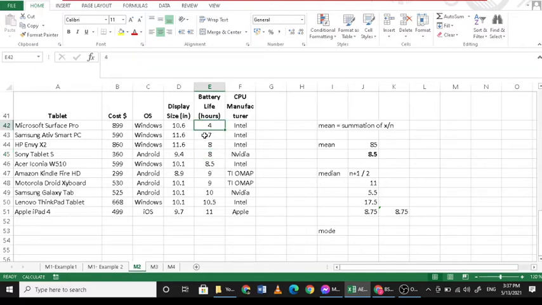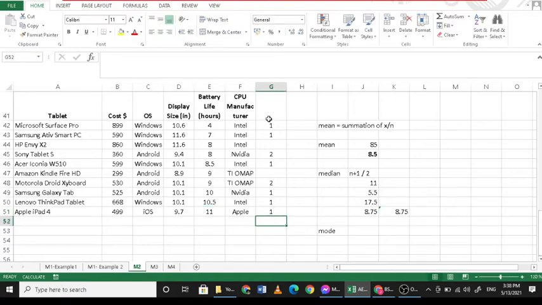So 4, there is only 1, so 1. Then 8, there is 1, so 1. Then 7, there is 1, so 1. Then you have 8, 2, so that's 2. Then for 8.5, there is 1. Then for 9, there are also 2, so this is 2. And then 10 has 1, 10.5 is 1, and 11 is also 1.